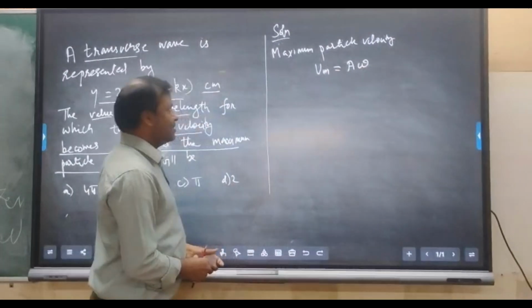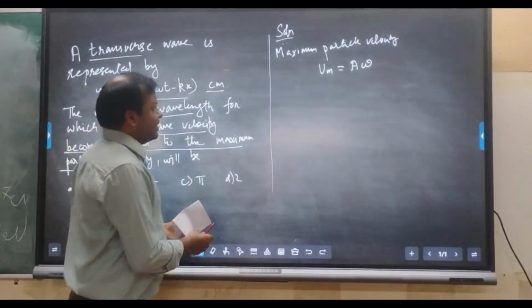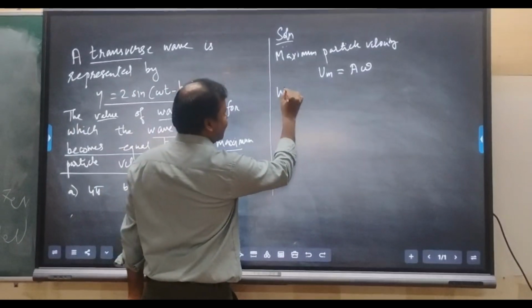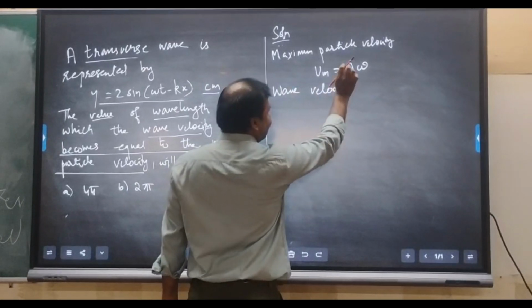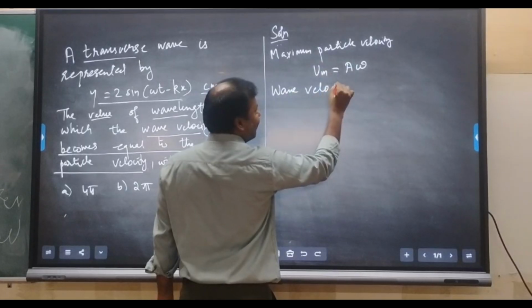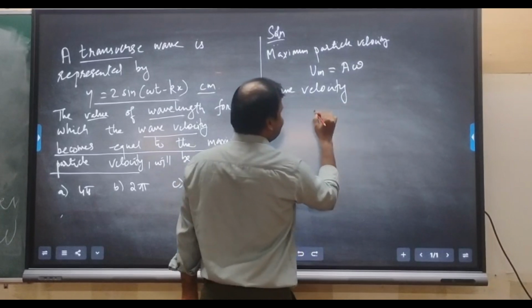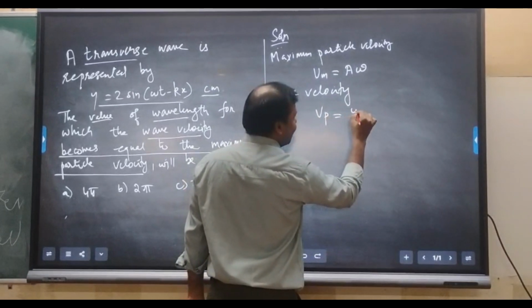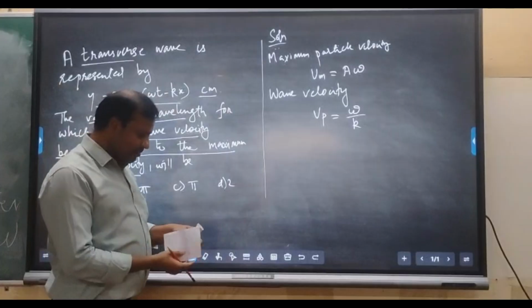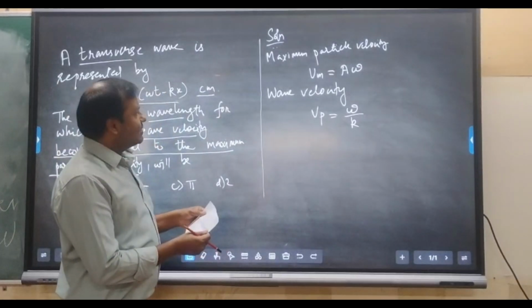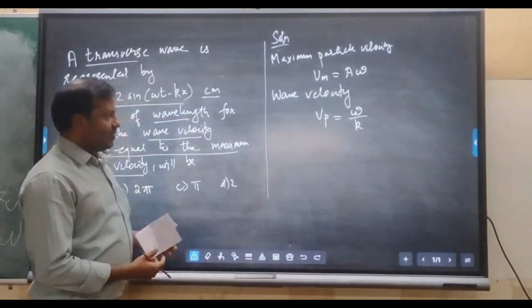We also know the wave velocity relation. I will write it as Vp, which is equal to omega by k. This is the wave velocity expression. Vp is the wave velocity, omega is the angular frequency, and k is the wave vector.